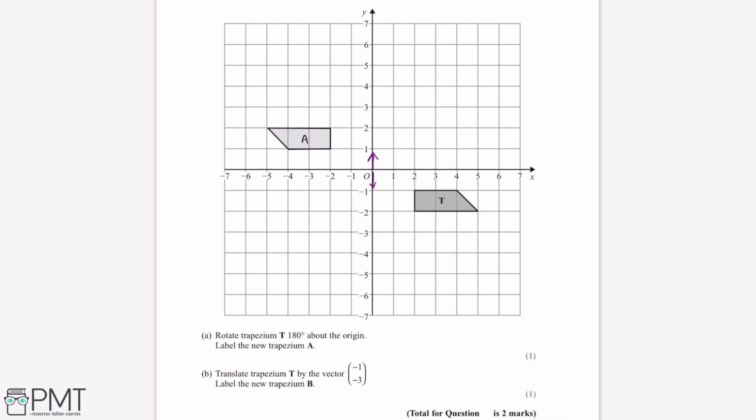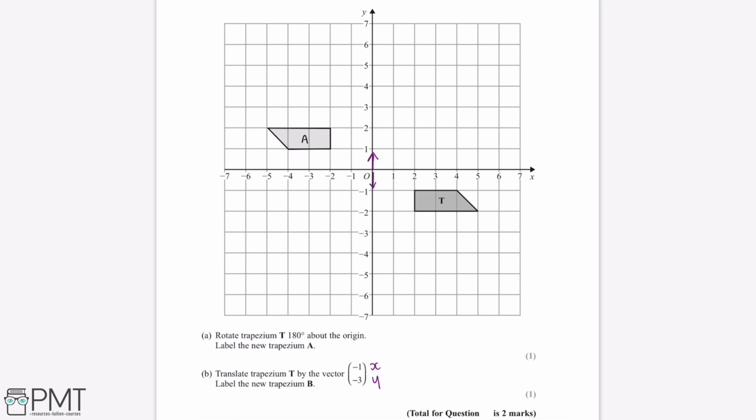Translate trapezium T by the vector -1, -3. Label the new trapezium B. So with vectors, the top number is our x-axis, and then the bottom number is our y-axis. So if we want to translate this trapezium by this vector, we're going to want to move all of the coordinates to the left by 1 point, and then down by 3 points. So you can either do this in one go, or do it in two separate parts.